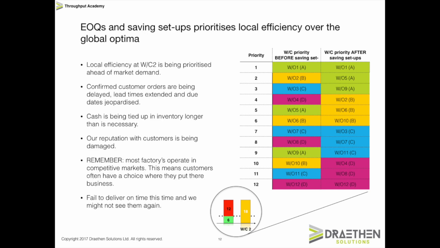Saving setups to try and create economic order quantities takes orders out of their natural sequence. It prioritizes local efficiency over the global optima. Confirmed customer orders are being delayed, lead times extended, and due date performance is being reduced. It ties up cash longer than is necessary in inventory. It damages our reputation with customers when we deliver late. Remember, we work in a competitive environment. Customers have choice. They can go elsewhere. If we fail to deliver on time this time, there might not be a next time.